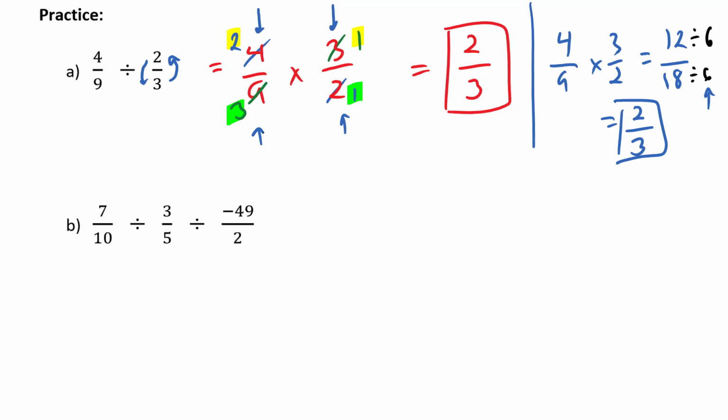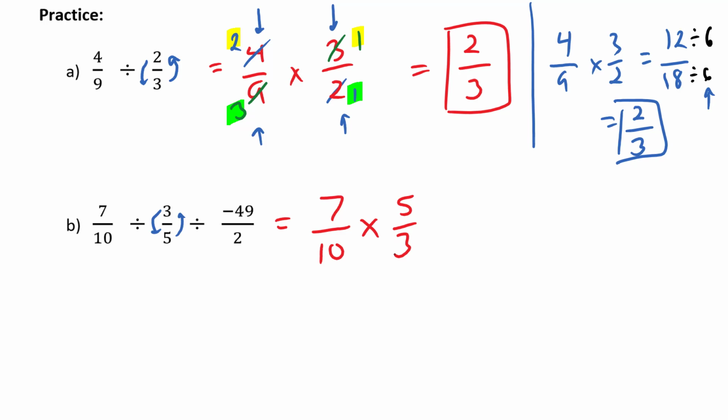Let's try B now. Please note, these are not 3 separate terms. This is 1 term. Terms are separated by addition and subtraction signs. There is none of that here. Yes, there is a negative number, negative 49, but it's still a division. So let's work that out. First value, 7 over 10, remains as is. Now we're multiplying the next value. We take the reciprocal of that value, and we change it to a multiplication sign, 5 over 3.